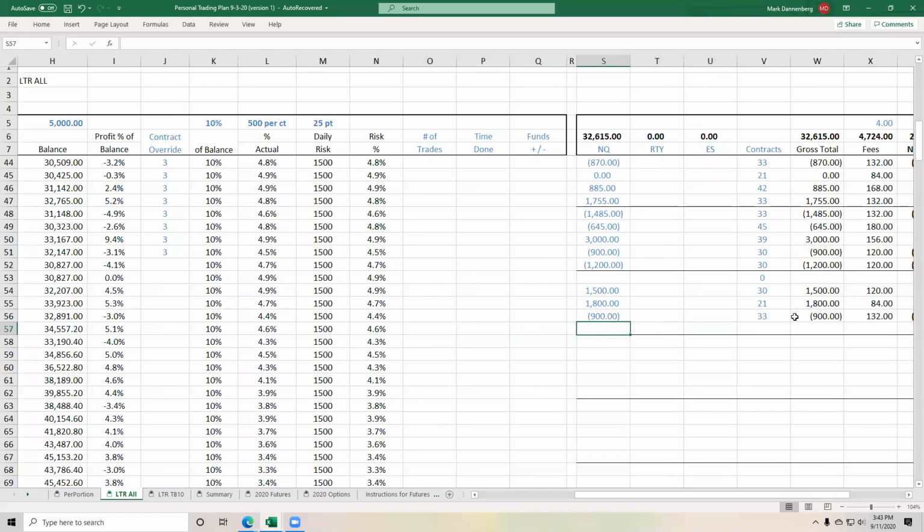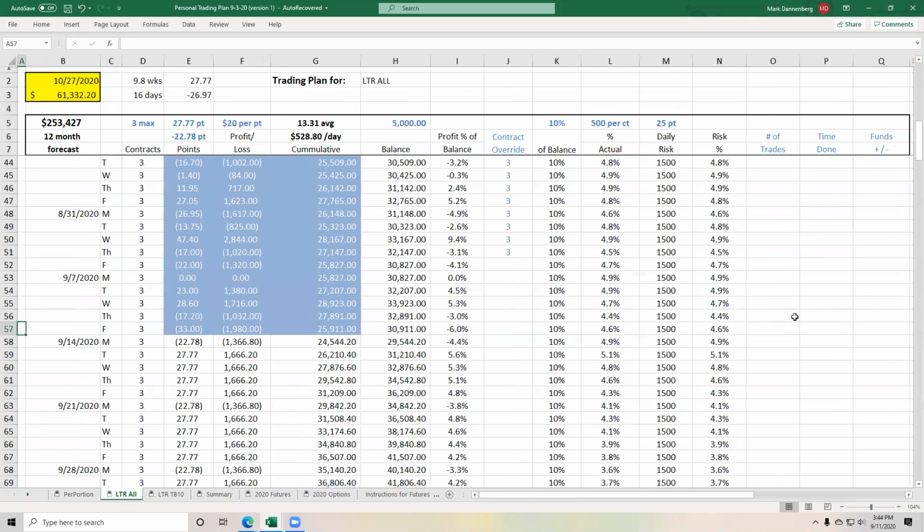And then today, we actually lost 30 points today. So before you become too alarmed, let me show you what this looks like for a 12-month projection. So that's minus $600 per contract today, and we're trading 3 contracts, so it's minus $1,800. And we did 15 trades today, so 45 contracts, 3 contracts per trade.